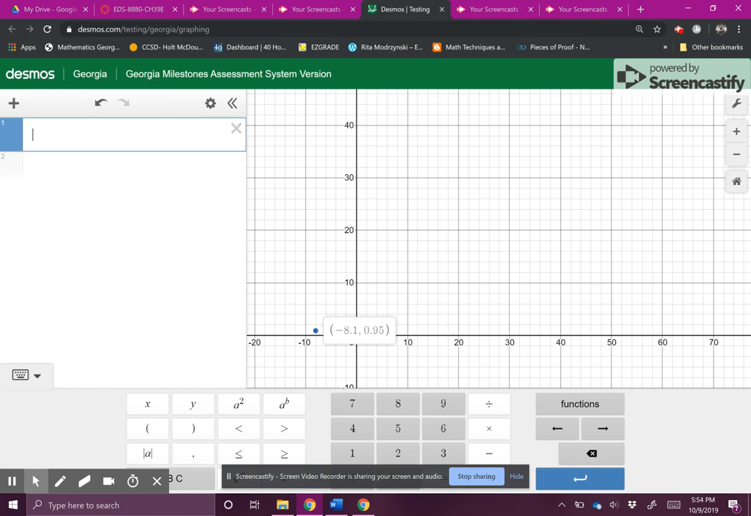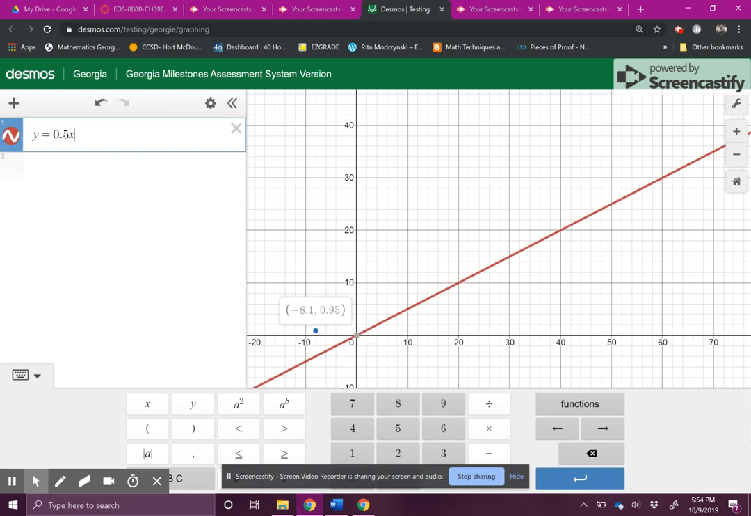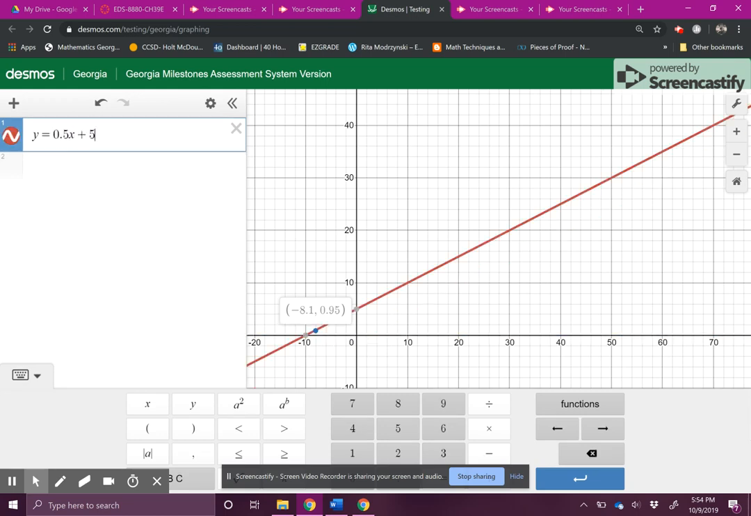So again, notice that this is pretty much the same thing that we've been looking at. So let's go ahead and type in our equation. Okay. So we have y equals 0.5x plus 5. That's what we just graphed.